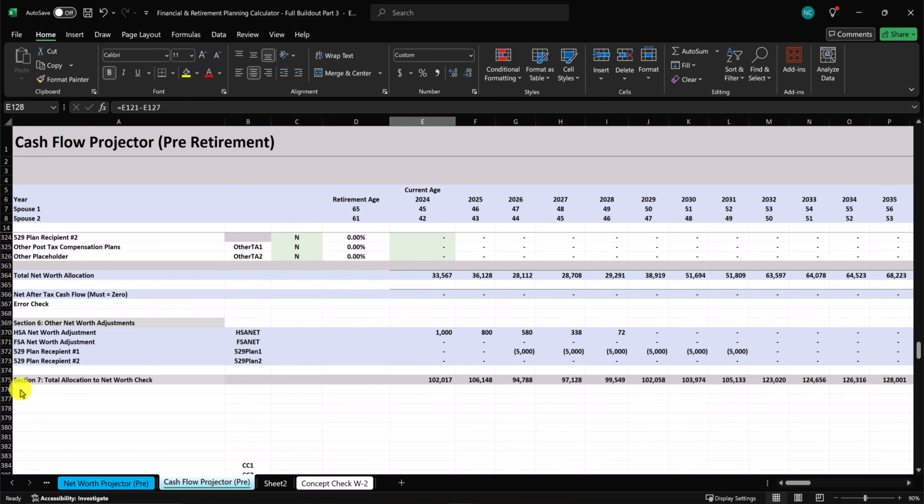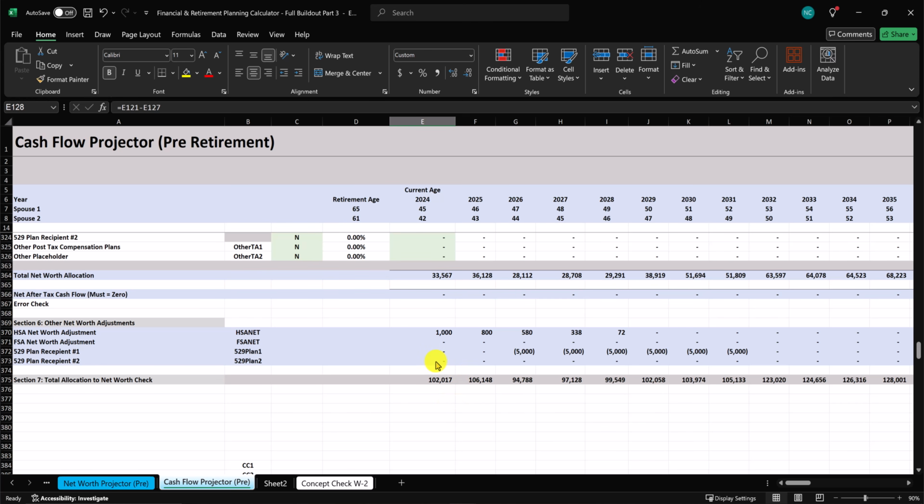And when we go back to the cash flow projector tab and I scroll all the way down to the bottom here, this section 7, total allocation to net worth, is a check that makes sure we captured everything. That's also appearing on the net worth projector page. Here is our 102,017 for the current year. And what does that consist of from the column above? It's everything we just talked about. It's all of the pre-tax investment account allocations. It's the HSA, it's the Roth, it's the amounts that went against the principal of debt, less that $2,000 that came out of the HSA to go against medical expenses.